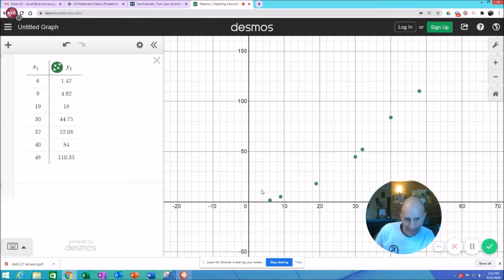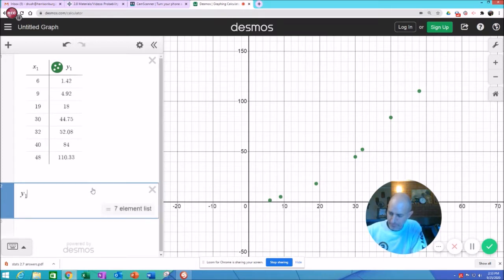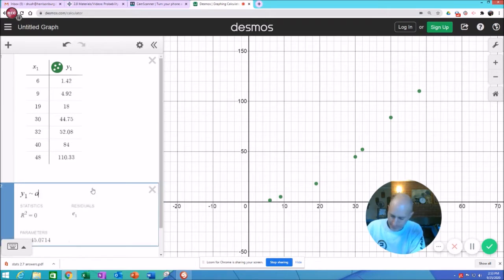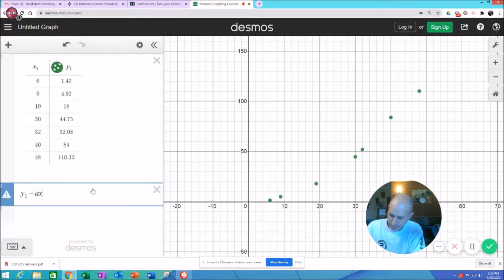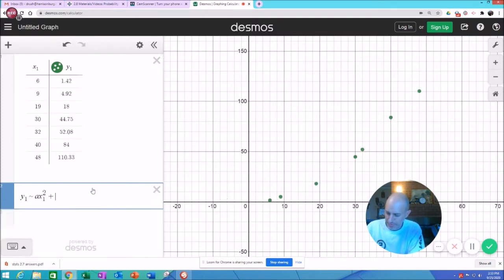Okay, so the quadratic model, you can write this equation down, make sure you have this. We're going to use y1 tilde a. Start out the same way as linear, but instead of mx plus b, we're going to make it a quadratic. So we're going to say a x1 squared plus b x1 plus c. Okay, so you can see that model. It's probably a little bit better model for how it goes through those points there.